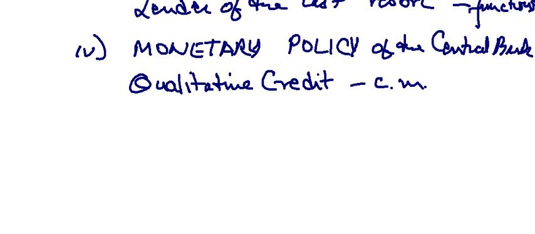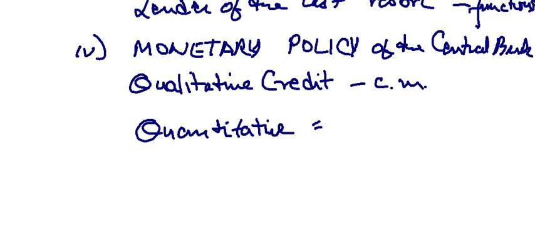Margin requirements, so these are technical terms, these can't be explained here in short. For this you need to study the entire chapter. So margin requirements, credit rationing, moral suasion, so these are keywords here which you will study. And the second part is quantitative credit. And under this there are quantitative credit control measures.